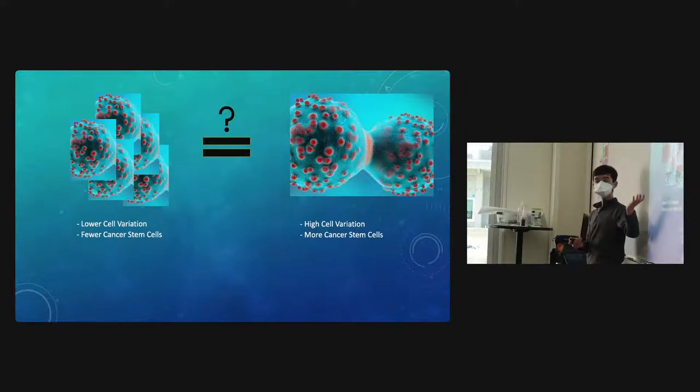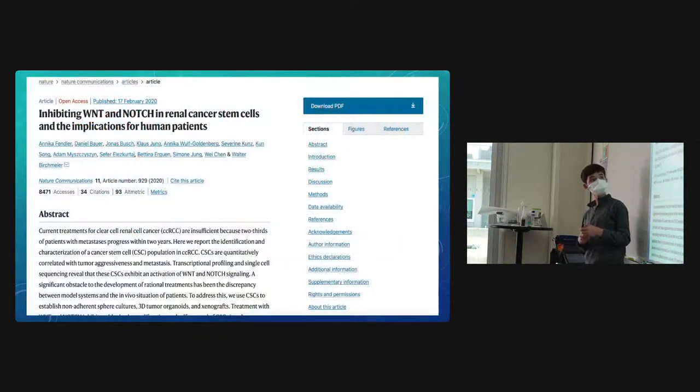So this problem, making models that are more accurate when compared to what is going on inside of a patient, is what the research paper I am presenting on seeks to address. It is titled Inhibiting WNT and NOTCH in Renal Cancer Stem Cells and the Implications for Human Patients. This isn't a great title. I wouldn't read too much into it.